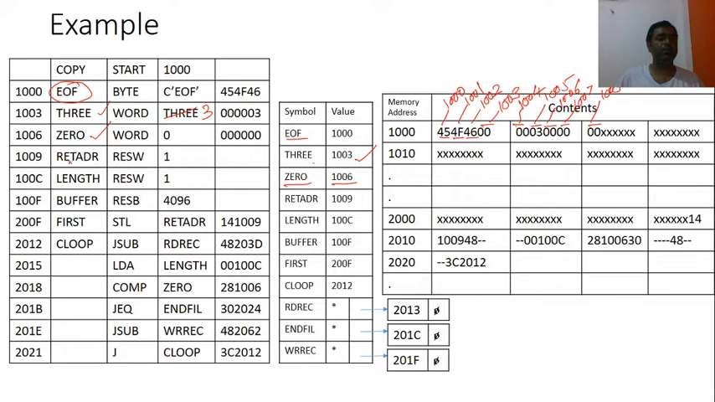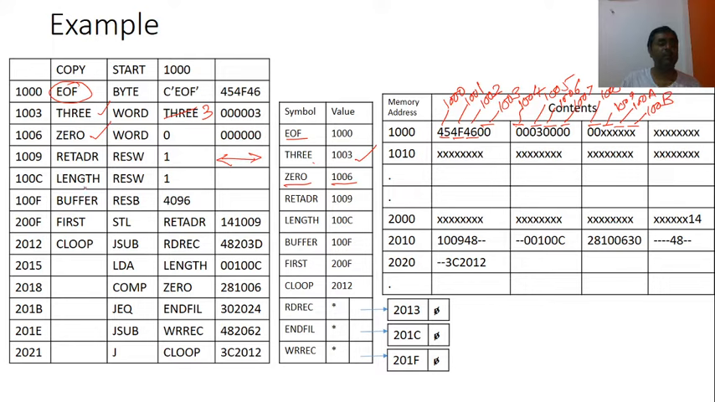Now the next instruction is RETADR RESW 1. That means I am just reserving the memory here. There is no object code corresponding to this, so the memory is reserved only. 3 bytes of memory are reserved because I am reserving one word. That means 3 bytes. It will be 1009, then 100A and 100B. Here XX is written. XX means I am not changing the value which is written in the memory. I am just reserving the memory without changing the value which was previously written in the memory.